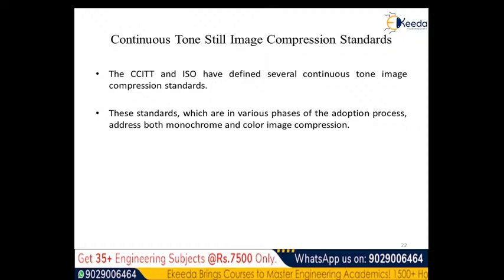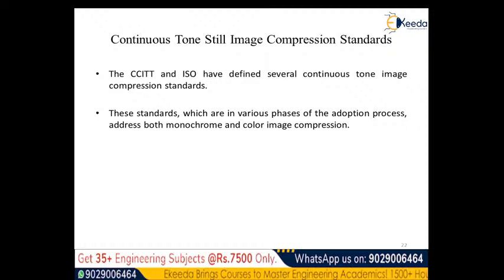So we have a simple categorization of the images. First of all, the binary image, that is only having the two shades, either complete white or complete black here. Then we have shifted to the grayscale image. So we have the complete white and complete black, but along with that we have the different shades in between the white and the black here. So that is the grayscale image. Then the color image in terms of the R, G and B, red, green and blue, and then the multispectral and hyperspectral images are of course there here. So this is the continuous tone still image compression standards.